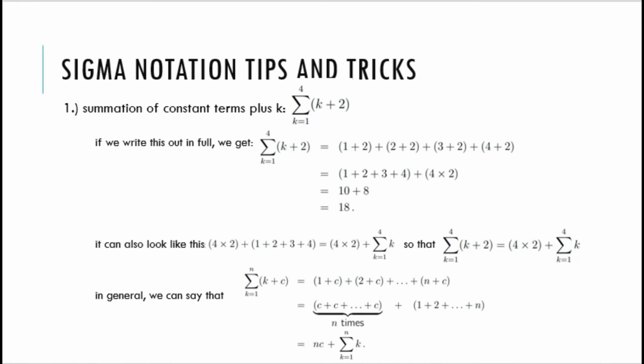So in greater detail, we can say that from this equation or summation notation wherein it is the summation of k plus c, move c to the left side and then multiply it by n. So in this case, it was 4 times c, which is 2 here. So it will become 4 times 2 plus 1 plus 2 plus 3 plus 4 because it starts in 1 and ends in 4. So there you go.